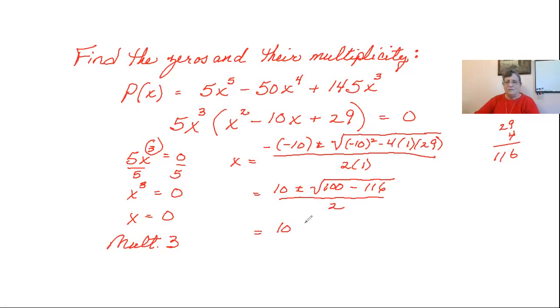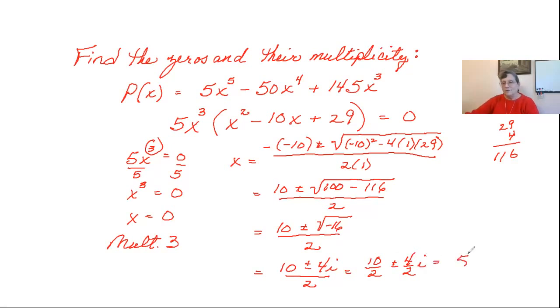This is going to be 10 plus or minus the square root of negative 16. So 10 plus or minus, this is going to be 4i, over 2. I can write this as complex numbers by saying 10 over 2 plus or minus 4 over 2 i, which will be 5 plus or minus 2i.